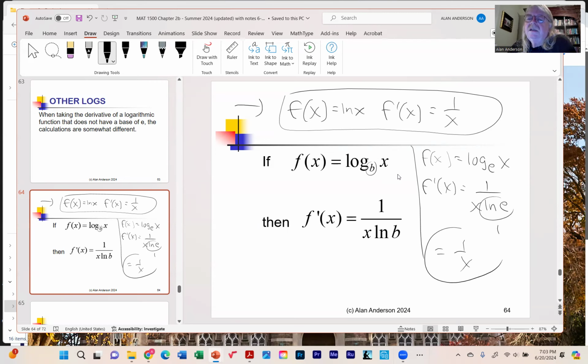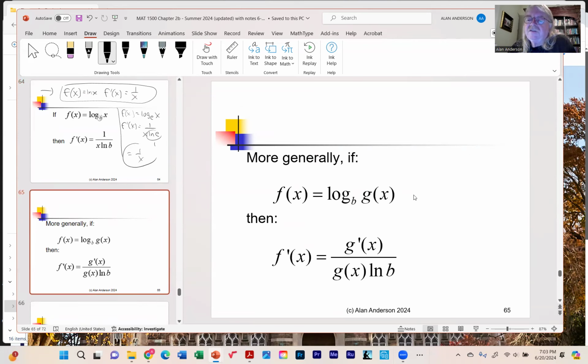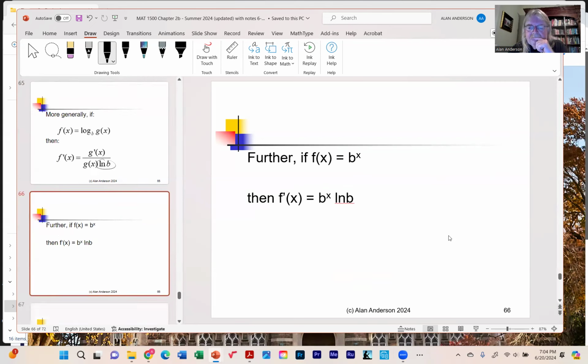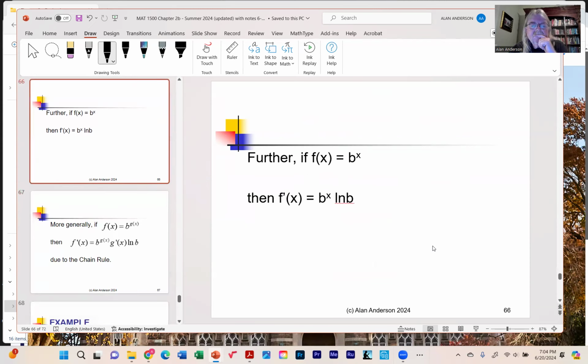Okay, so that means that if we're taking the log not of x, but g of x, we have this extra term instead of just g prime of x over g of x. Not only that, now look how interesting this is. If we have b to the x power, then the derivative is b to the x times log of b.